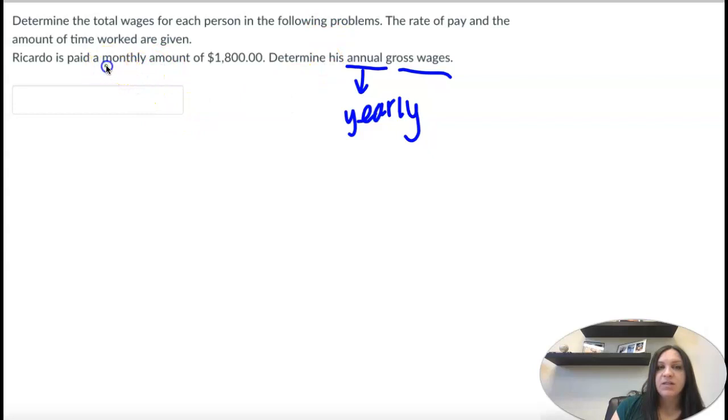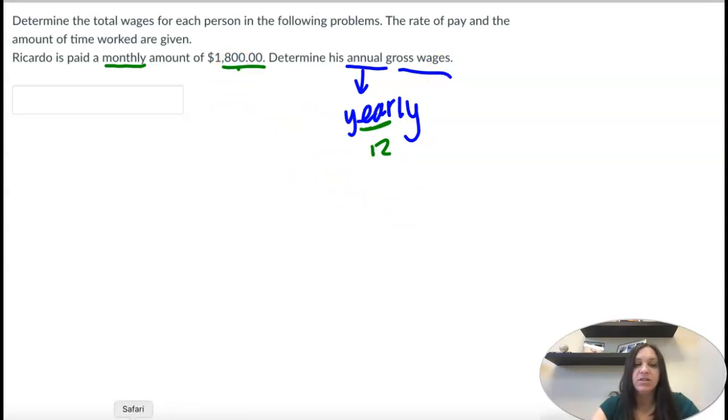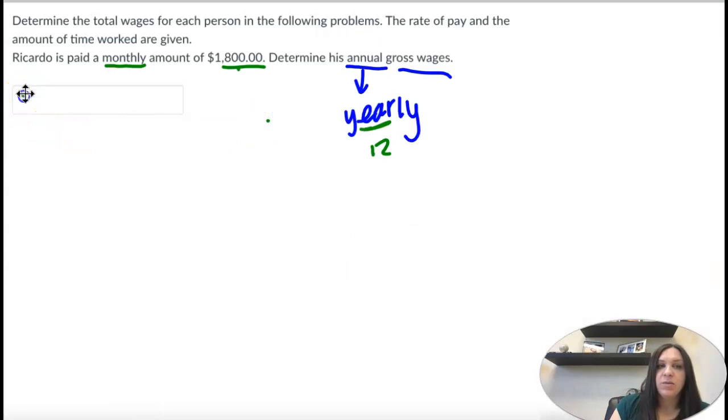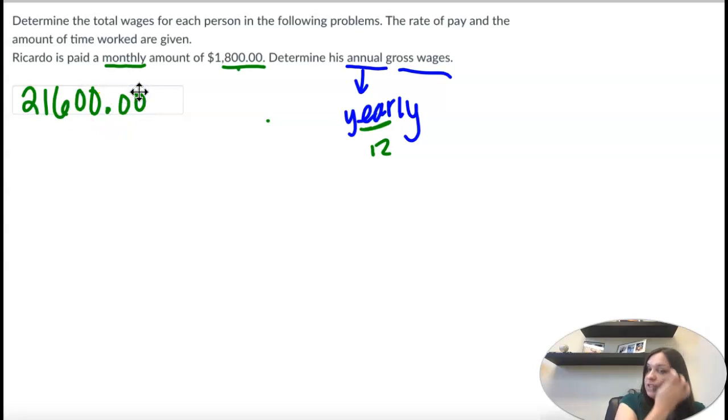So if he gets paid monthly of $1,800, how many months are in a year? 12. So we're going to take that monthly amount and times it by 12 to get the total amount for the year. So 1,800 times 12 is 21,600. And actually when you type it in, you would just type it without the comma. And then you can do the .00 or not, and you'll still get it right.